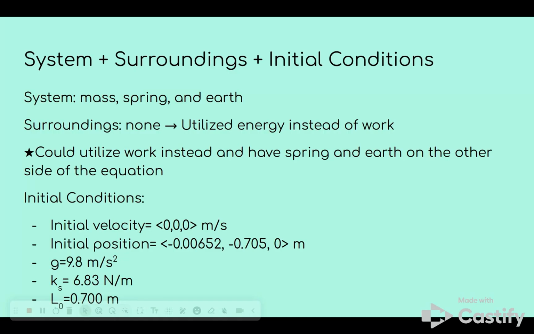The initial velocity was 0 meters per second. The initial position was 0.00652, negative 0.705, 0 meters. We also had the gravitational constant 9.8 meters per second squared, and then the spring constant 6.83 newtons per meter, and then the initial relaxed length 0.7 meters.